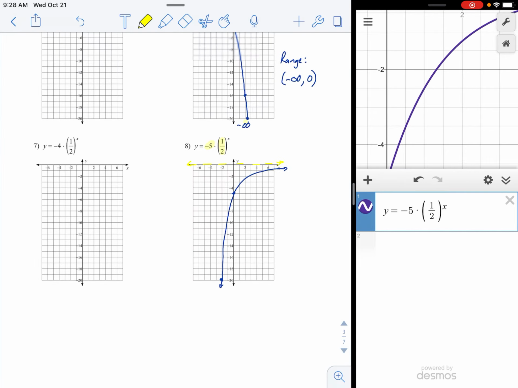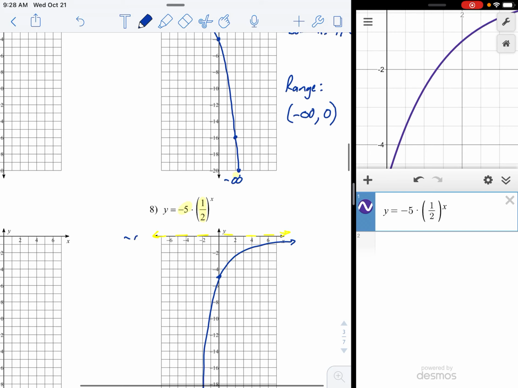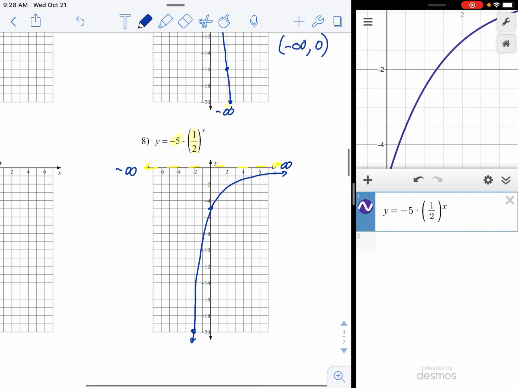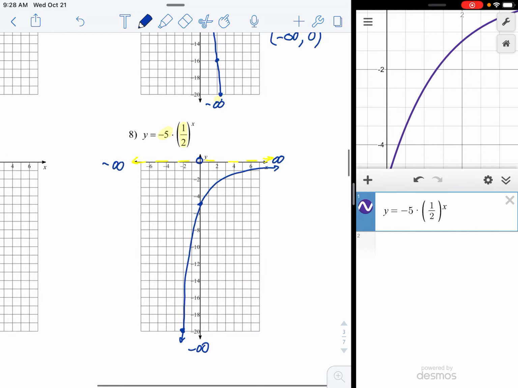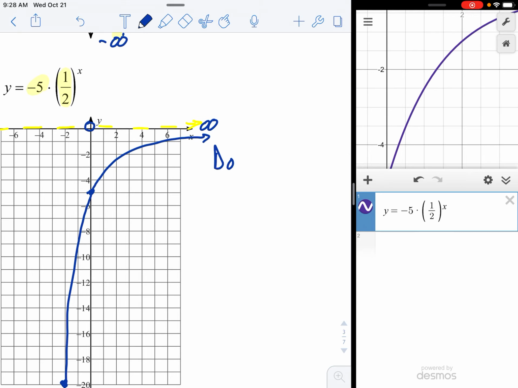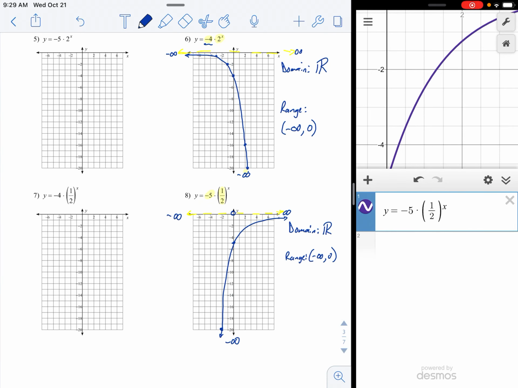Ironically, the domain and range for this one is the same as the domain and range for that one. If you look left and right, this graph goes negative infinity, positive infinity. If you look up and down, it goes negative infinity, but it reaches a ceiling or a limit at 0. It stops there. So domain, all real numbers, range, negative infinity to 0.